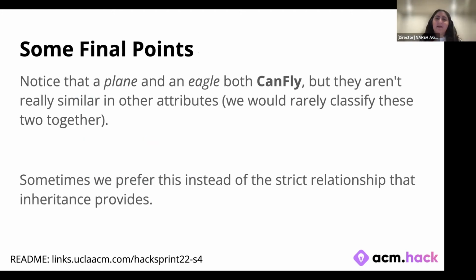Okay. And yeah, just some final points. Note that a plane and an eagle can both fly, but they aren't really similar in other attributes. So we would rarely classify these together. Sometimes we would prefer this instead of a strict relationship that inheritance provides, like that strict you are this. Protocols don't really do that.